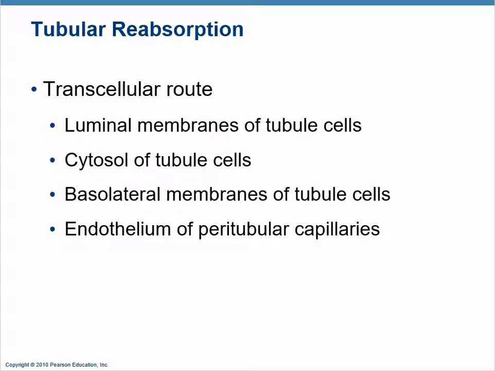So in the transcellular route, it's a little bit more complicated, but there are membranes. There's the cell membrane on the lumen side, which comes into contact with the filtrate. There's the cytoplasm and the cytosol of the cells of the walls of the tubule. There's the cellular membrane on the outside of the tube, the basolateral membrane, it's called. And then there's the endothelium of the peritubular capillaries. And this stuff all has to cross that.